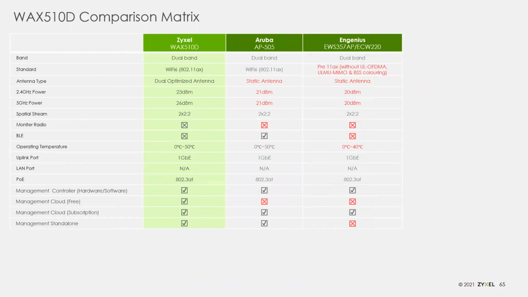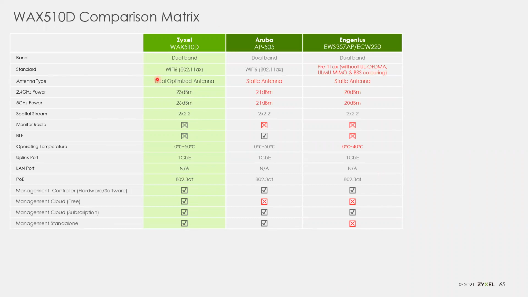Next, we'll jump up to our Wi-Fi 6 AX1800 product here, the WAX510D. This is competing with something like the Aruba AP505 or, on the lower end, Ingenius's products. There's two different versions of the Ingenius product. They're both the same hardware. One is cloud, one is not. Obviously with Zyxel, it doesn't matter. Our 510D is cloud or not. If you want it to be cloud, it's cloud managed. If you want it locally managed, it's a local controller managed if you want that. So we have the flexibility there.